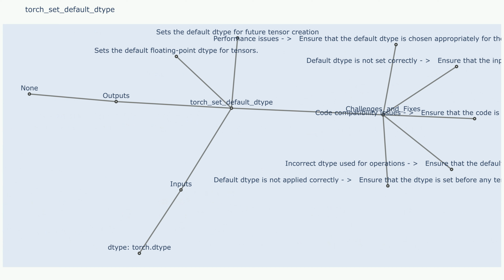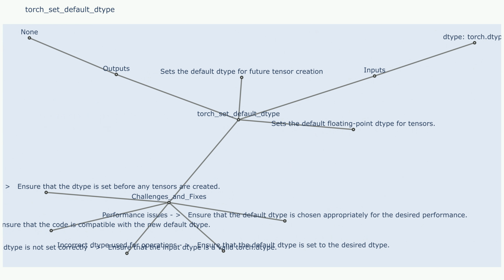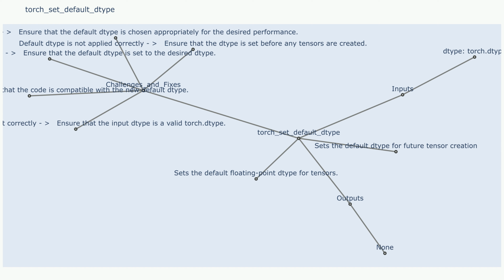Challenges and fixes. Challenge 1: Unexpected behavior when mixing different data types. Sample use case: You might encounter issues if you try to perform operations on tensors with different data types without explicit casting, especially when using functions or modules that rely on the default data type. Fixes: Always be mindful of the default data type and explicitly cast tensors to the required data type using tensor.type(desired_type) or tensor.to(desired_type) when necessary to avoid potential type errors or unexpected results.